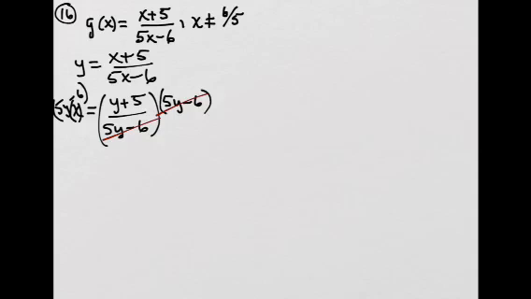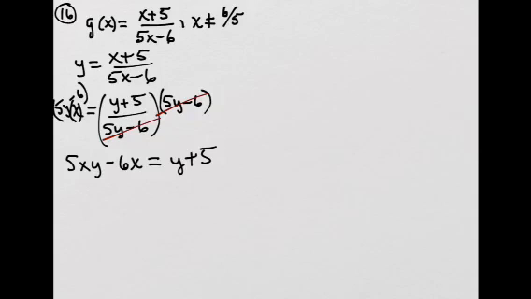And so you distribute on the left side. So the left side is 5y minus 6 times x. So you get 5xy minus 6x. The right side is y plus 5. Now in order to solve for y, notice how you have a y on this side and a y on this side. You have to get them to the same side. And then go from there.